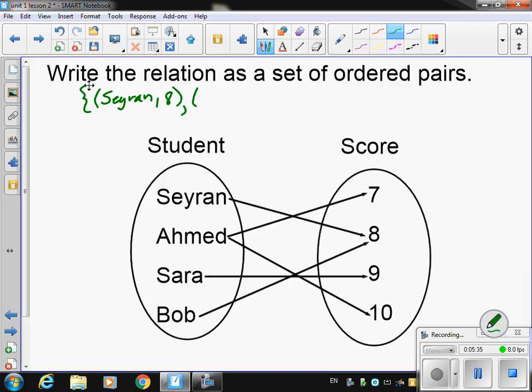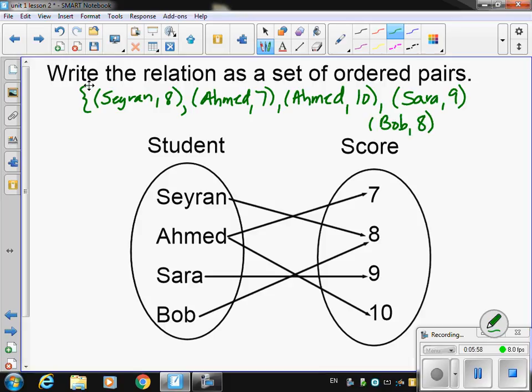And the second ordered pair is Ahmed, 7. Third one is Ahmed, 10. Sarah, 9. And Bob, 8.